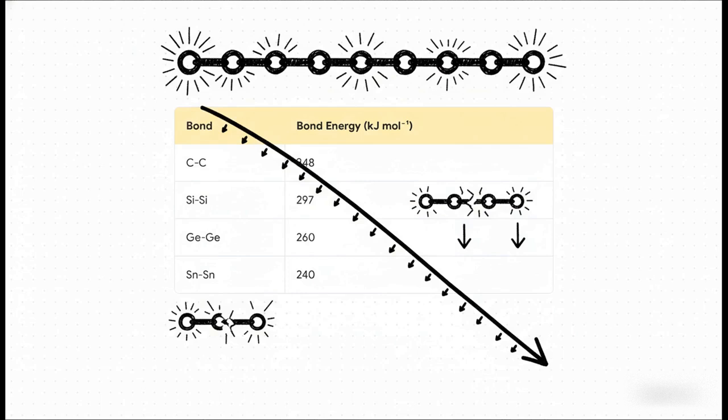The carbon-carbon single bond is exceptionally strong and stable. It's this strength that allows carbon to form the vast, complex, and stable molecules that life requires. But as you go down the group to silicon, germanium, and tin, look what happens. That bond energy drops off significantly. The bonds just get weaker, and the ability to form long, stable chains pretty much disappears.